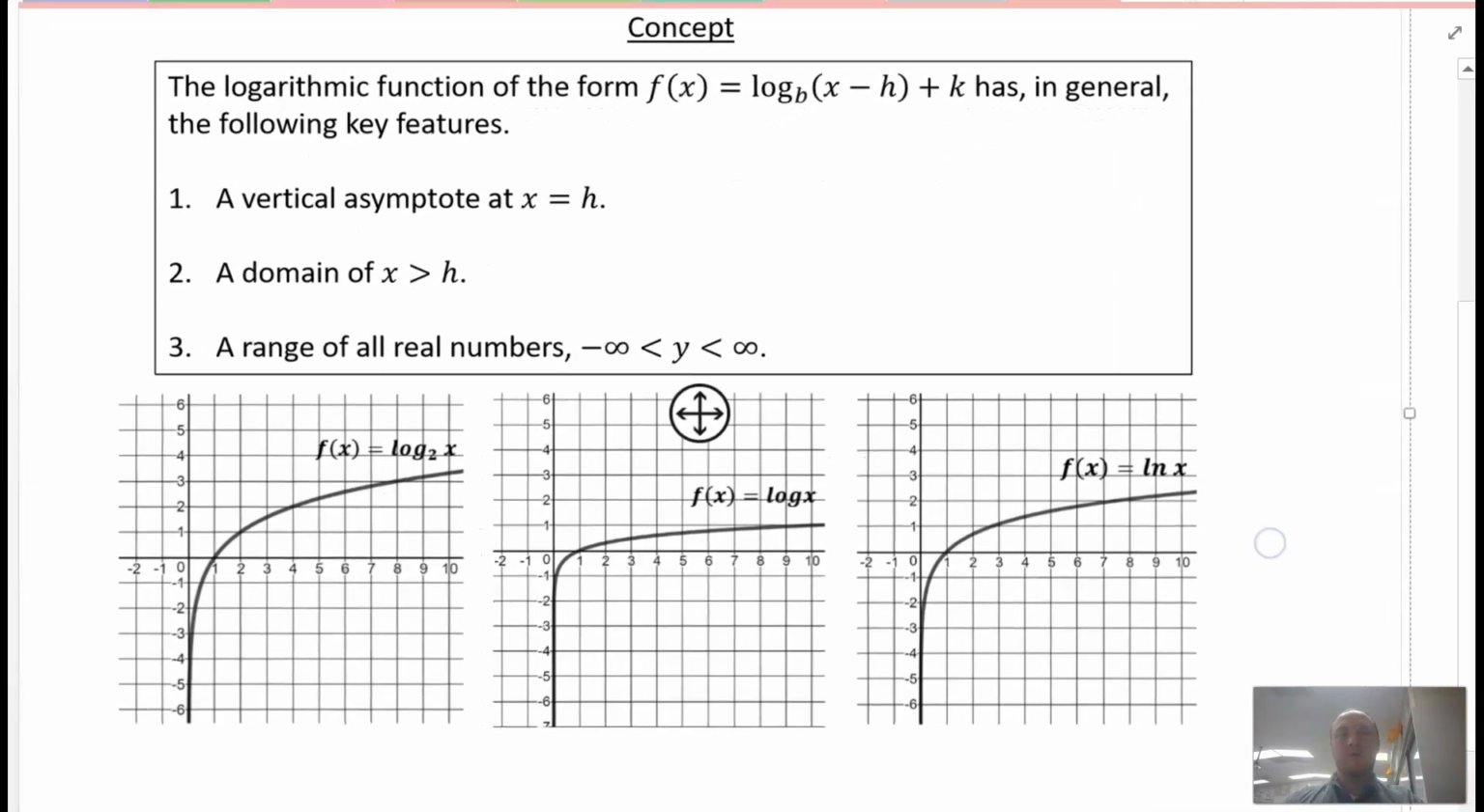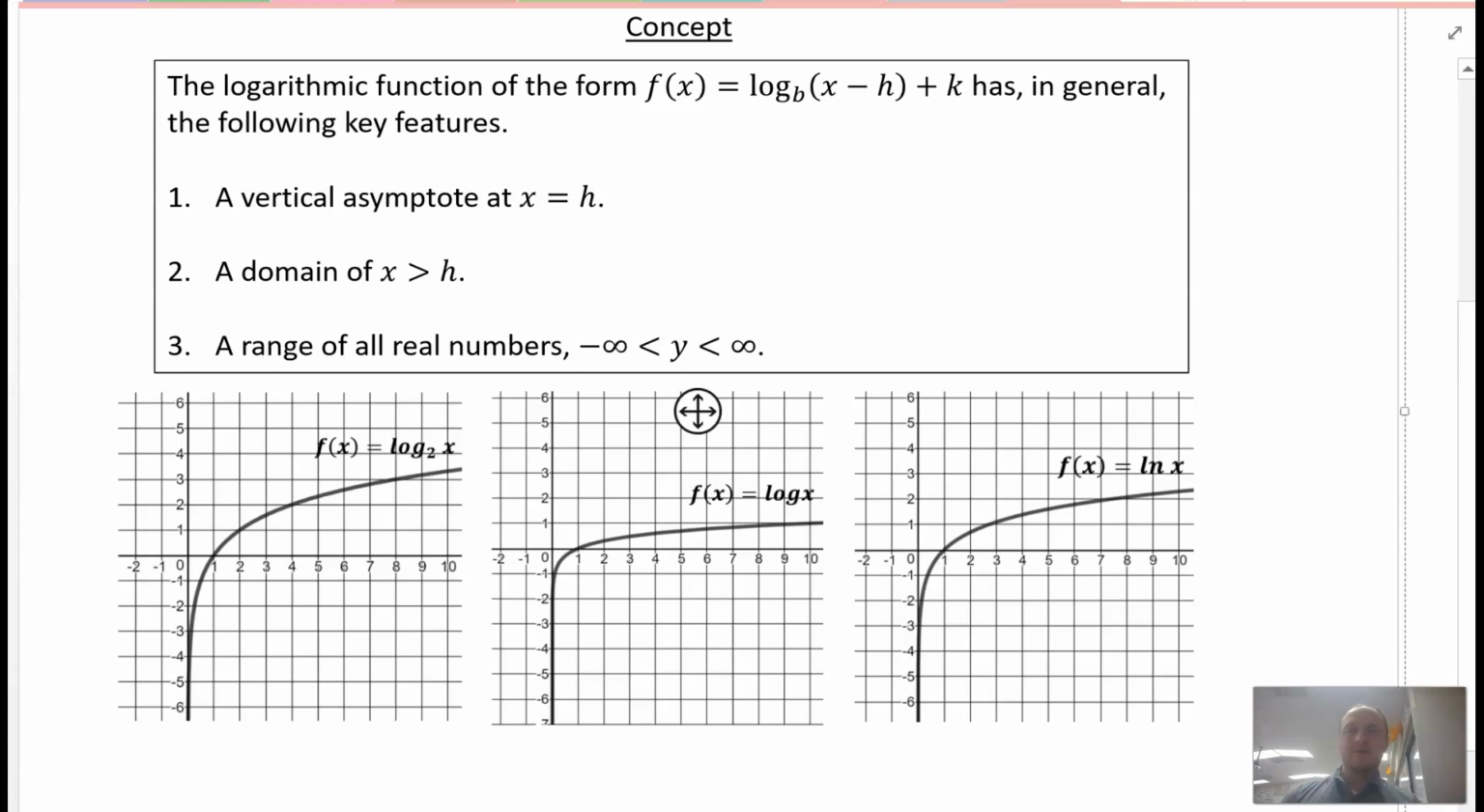So here, a logarithmic function of the form f of x equals log base b of x minus h plus k has, in general, the following key features. It will have a vertical asymptote at x equals h. So if we have a translation, the asymptote will be at that h value. The domain will always be greater than h, and then the range, again the y values, will be from negative infinity to positive infinity.